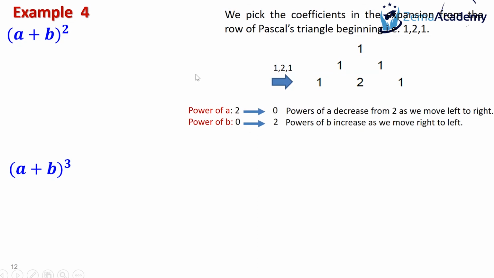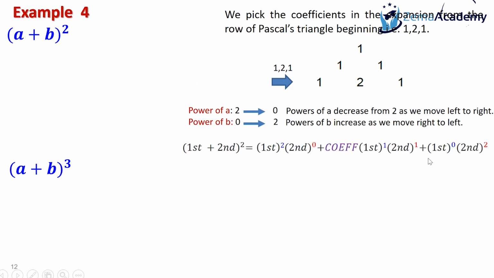With the help of this information, now I can make up the expansion for (a + b) squared. So now it should be a squared b to the power 0, plus the coefficient, which is 2, first term to the power 1, second term to the power 1, plus first term to the power 0 and second term to the power 2. As you can see, for the first term the power is 2, 1, 0, and for the second term the power is 0, 1 and 2. I hope this is clear.